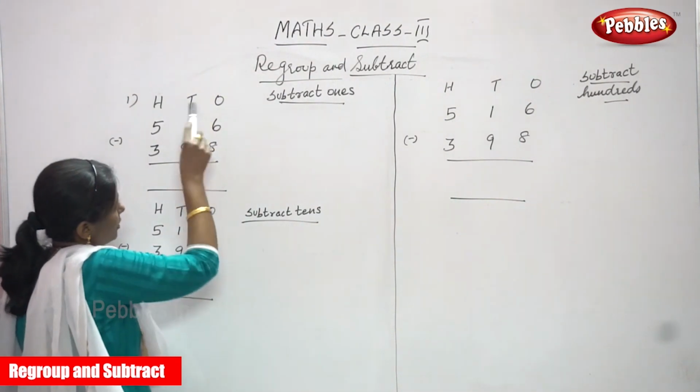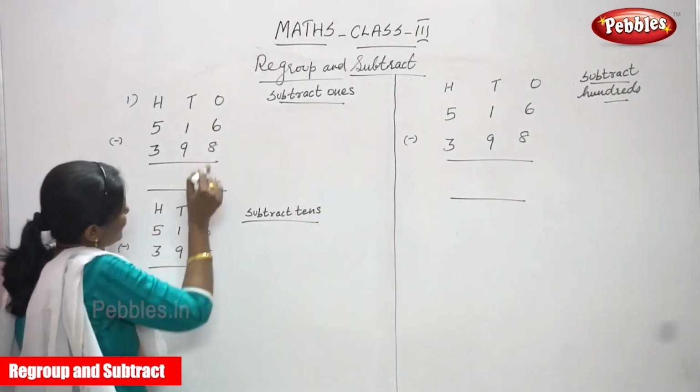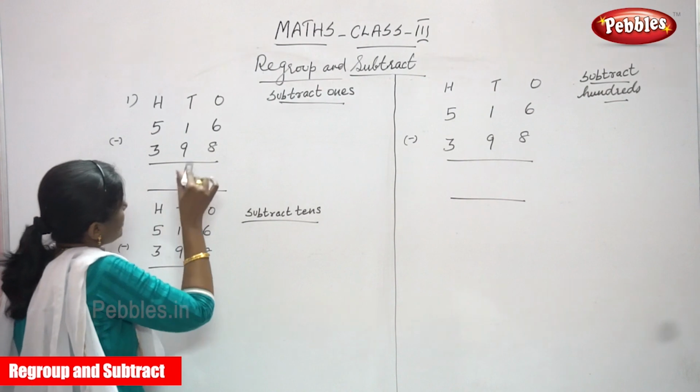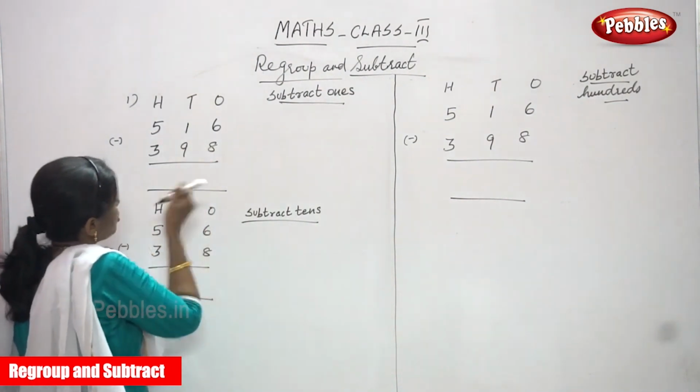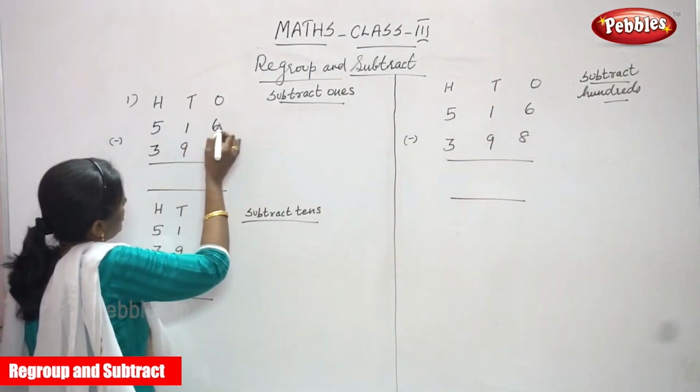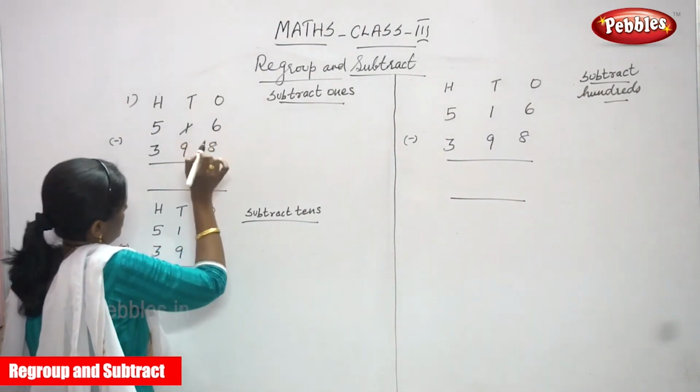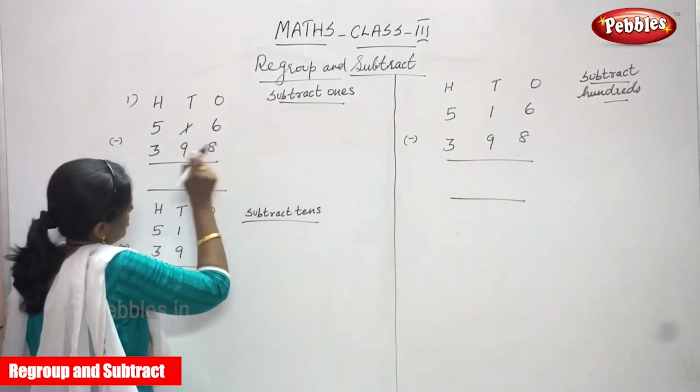So we have to start with ones. So ones place, what is the number? 6. So 6 is not enough to subtract. So we have to borrow from tens. So what are we going to do? We have to borrow from tens, because 6 is not enough to subtract.